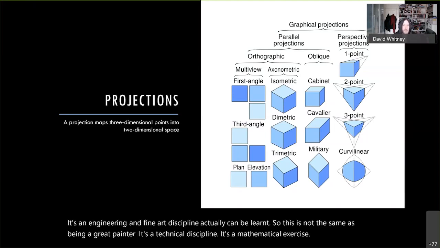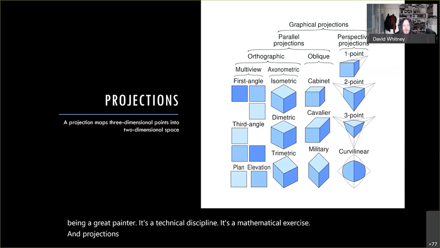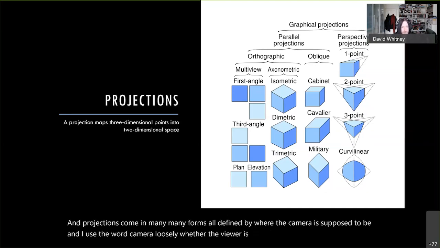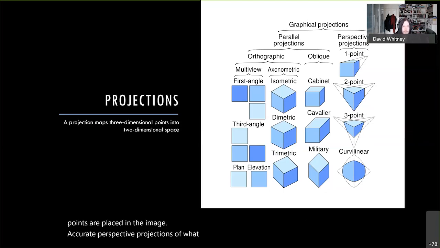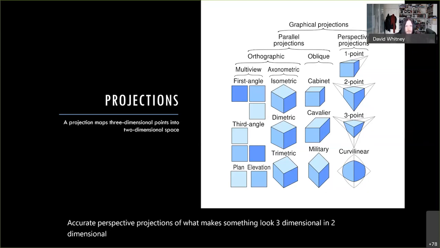And projections come in many, many forms, all defined by where the camera is supposed to be. I use the word camera loosely: where the viewer is supposed to be, and where the focal points are placed in the image. Accurate perspective projections are what make something look three-dimensional in a two-dimensional space, converting those three axes into two axes.